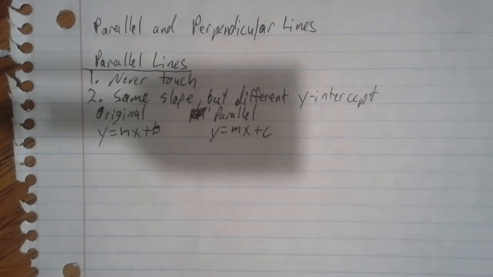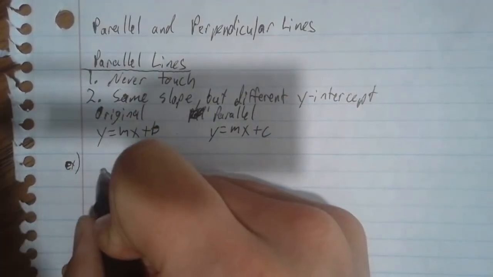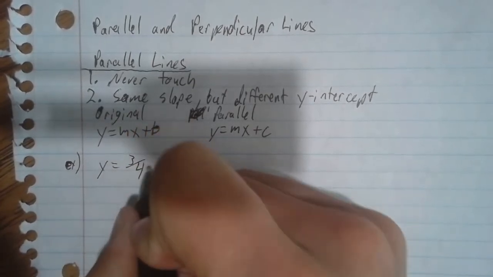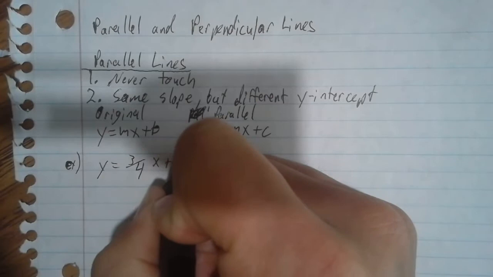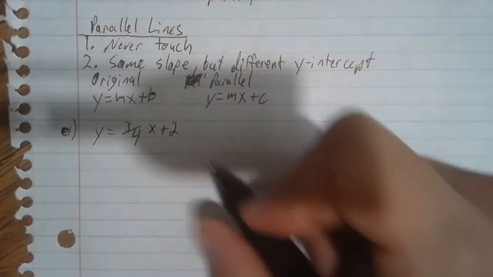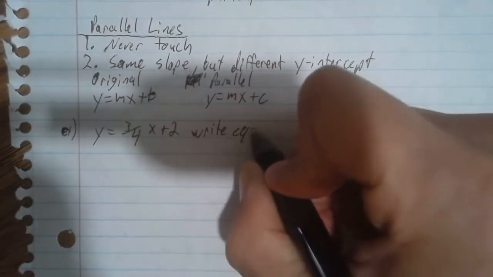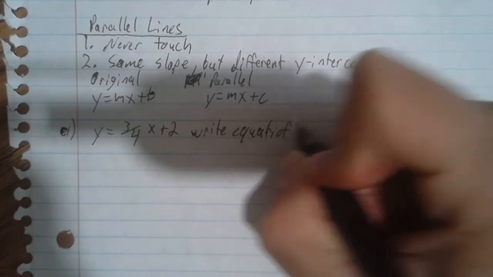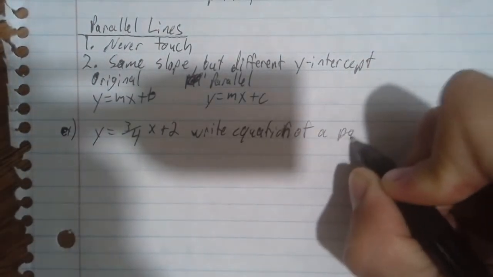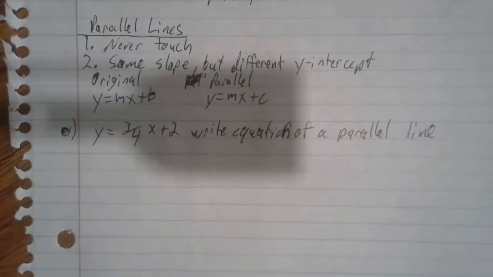So, for example, if we have y equals 3/4 x plus 2, and we just want to write the equation of a parallel line. So we're going to write the equation of a parallel line.